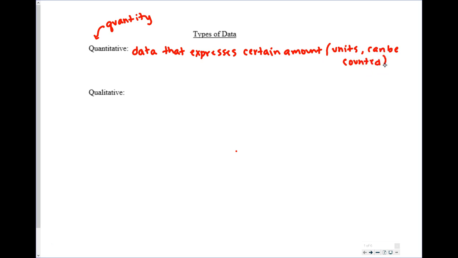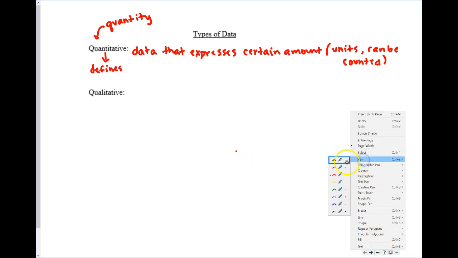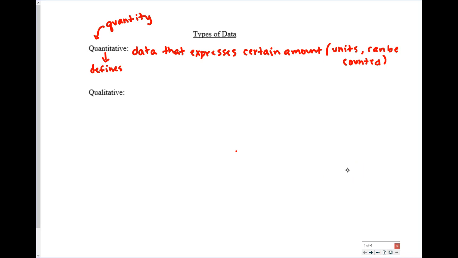One other way to think about this is that quantitative data defines. It gives a specific number or value to something. And we see that a lot when we take a tally. How many? What's your height? What do you weigh? Those are number answers that you give.